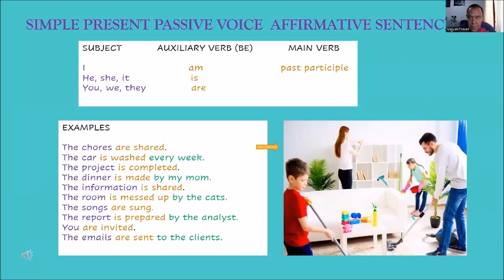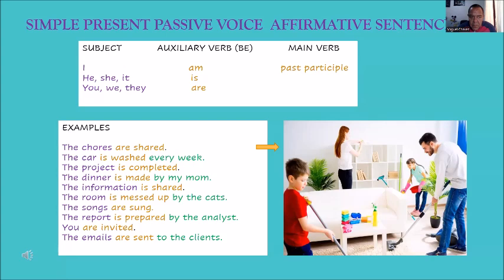Then the formula we use to form present simple affirmative passive sentences is subject plus auxiliary verb to be, am, is, are, plus past participle of the main verb. Here is a table and some examples to help you better understand.